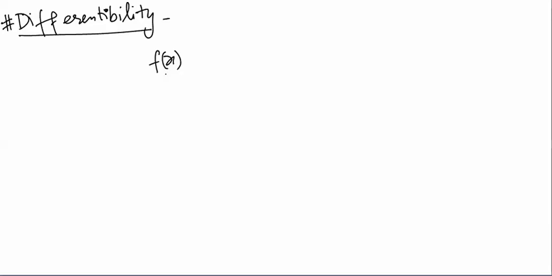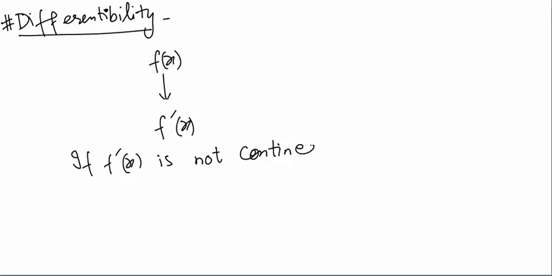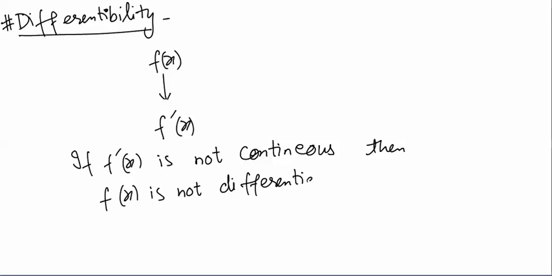For differentiability, whether this function will be differentiable or not, you just check it out. Find out f dash x. If f dash x is not continuous, then you can say f x is not differentiable at that point. In very simple language, find out f dash x. If f dash x is not continuous, then f x is not differentiable at that point. What I mean by this, we'll explain with an example.